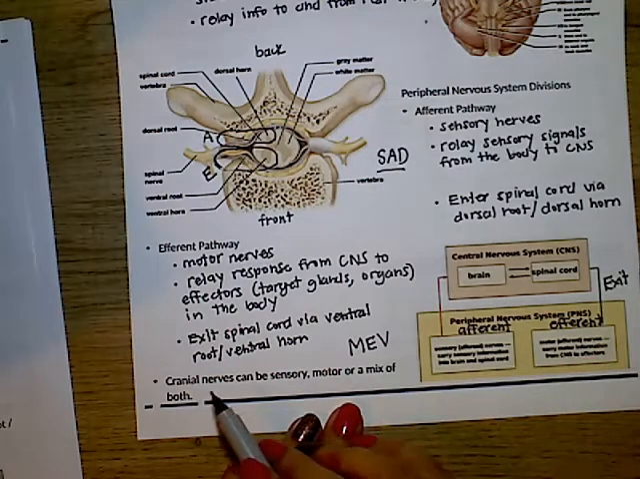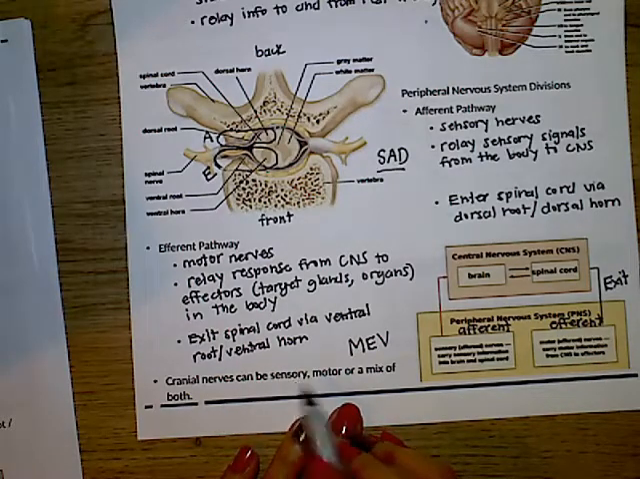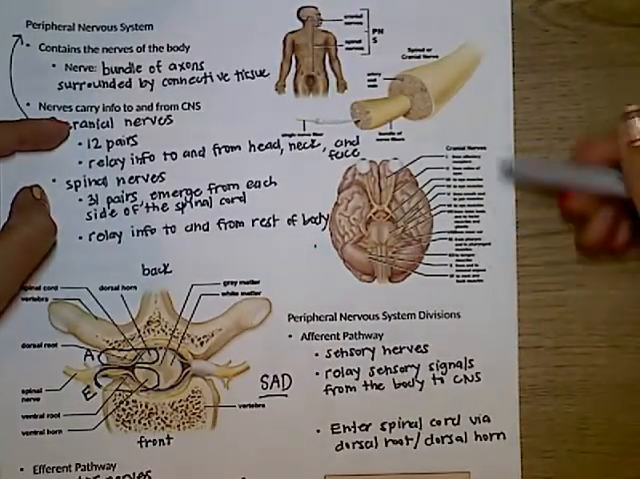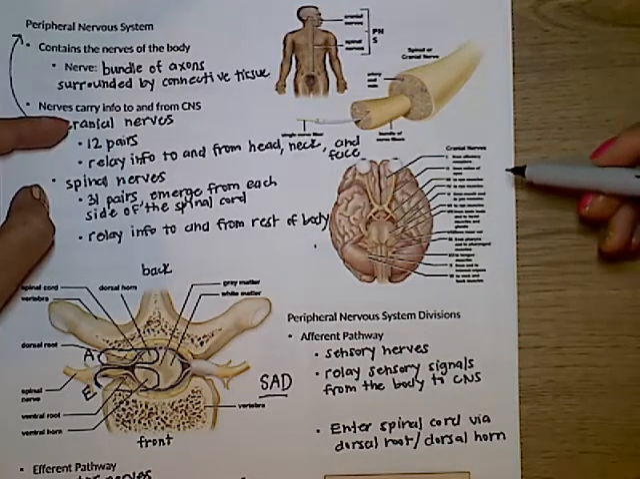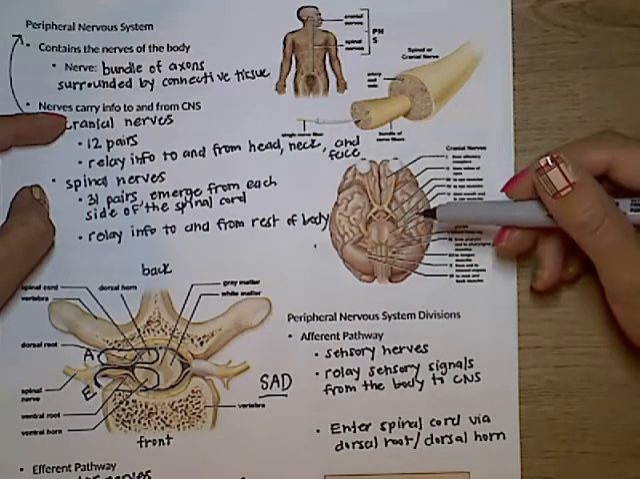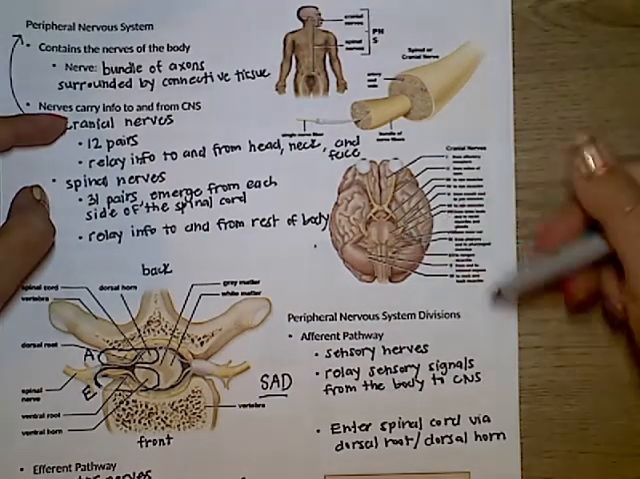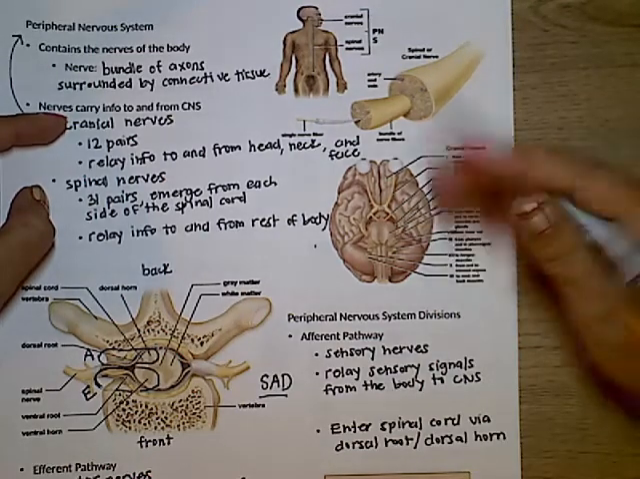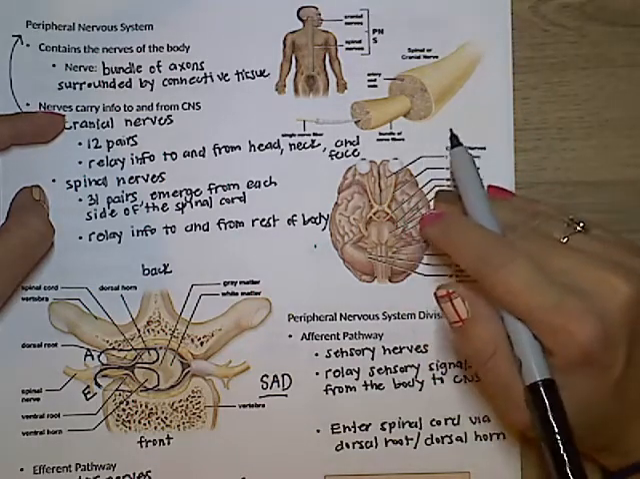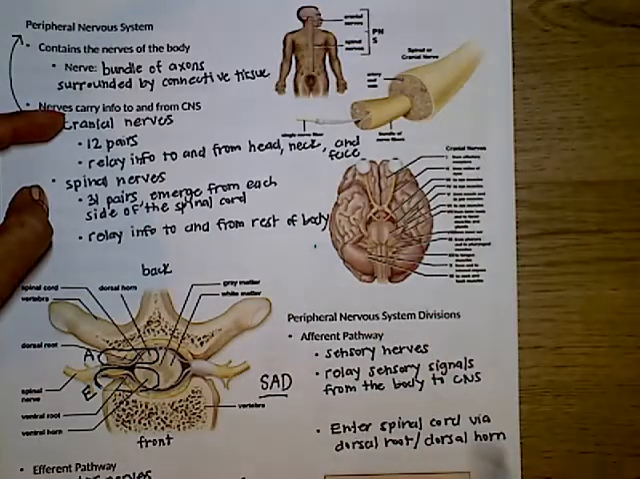And cranial nerves are interesting because they can be sensory, motor, or a mix of both. So if you're able to see what this says on your paper, it's saying to and from, which means you've got sensory information coming in as well as motor information coming out. I don't think you have to know that, but the cranial nerves have both pathways.